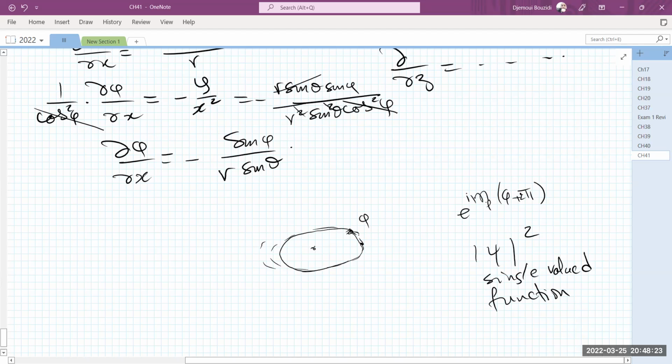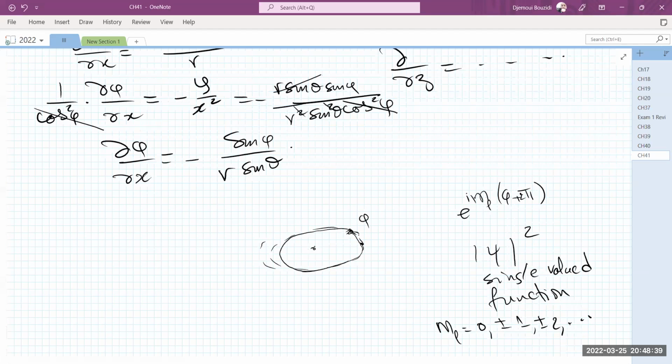In other words, it must be in multiples of 2 pi. So ml itself must be an integer: 0, plus or minus 1, plus or minus 2, and so on and so forth. 0 is acceptable in this situation, because it's under the exponential. An exponential of 0 is just 1, meaning that the function doesn't depend on phi at all. So the particle can be anywhere on that ring.